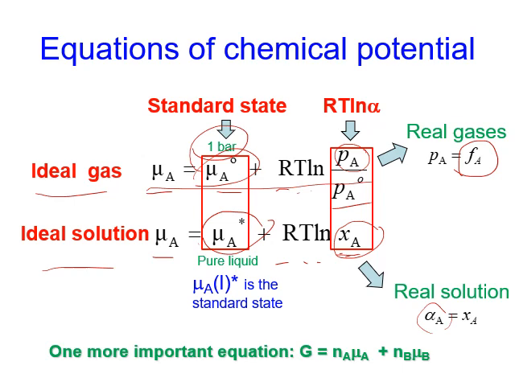Now, for solution, pure A is considered to be the standard state. So for a non-pure solution, the A chemical potential you can reference to the pure A and then add RT ln XA. In this way, all the equations for gas phase and liquid phase have the same format. The chemical potential equals the standard state chemical potential plus RT ln alpha. For the gas phase, alpha is the pressure divided by 1 bar. For the liquid, it is the mole fraction or activity.